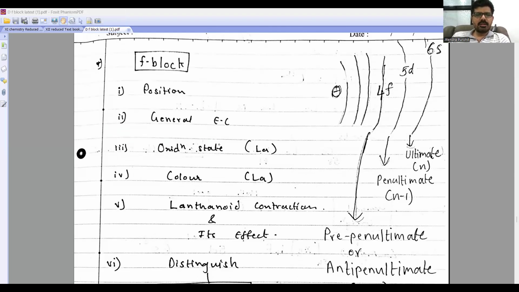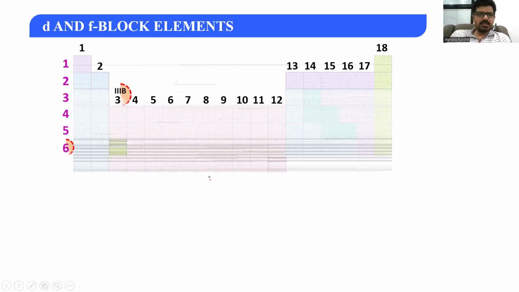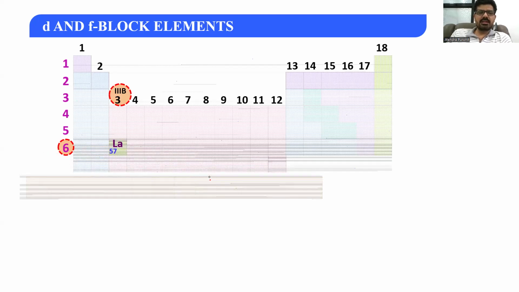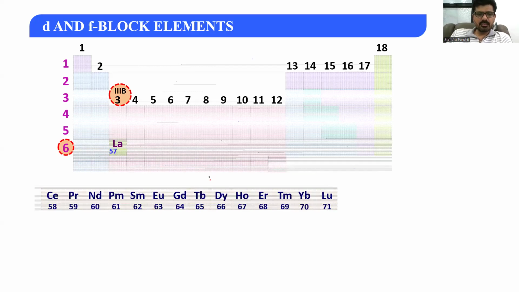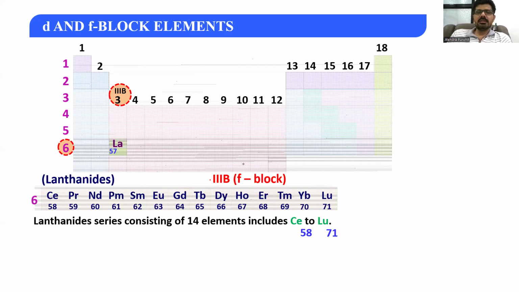Now, here we have our periodic table. Can you see here in third group and sixth period, we have lanthanum to hafnium. So these are lanthanides. The elements after lanthanide are placed below the periodic table: cerium, praseodymium, neodymium, samarium, europium, gadolinium, terbium, dysprosium, holmium, erbium, thulium, ytterbium, lutetium, lanthanides. And below lanthanide, we have actinides. So lanthanide has 14 elements. It starts from cerium and ends with lutetium.